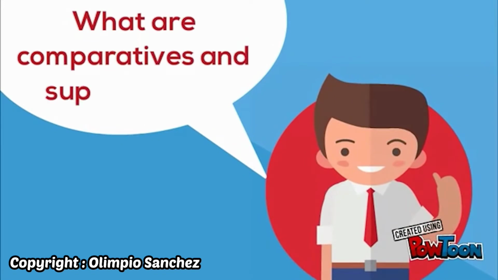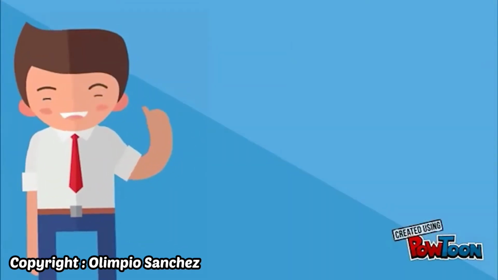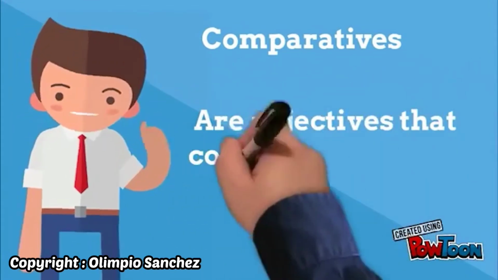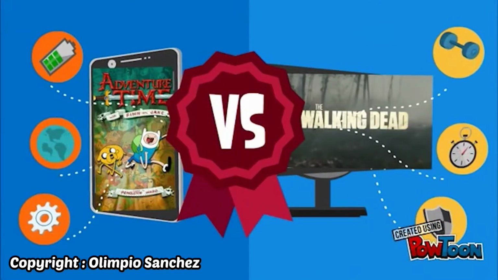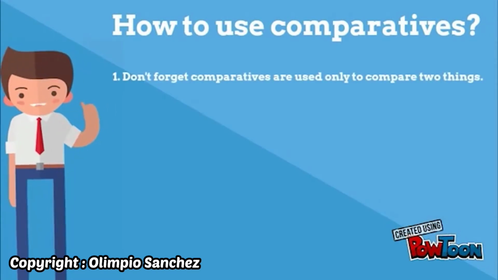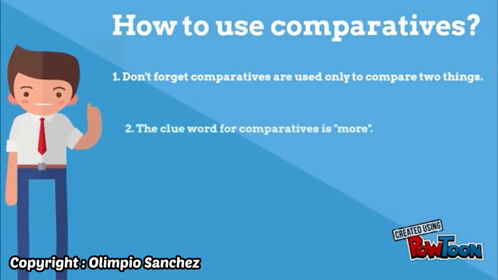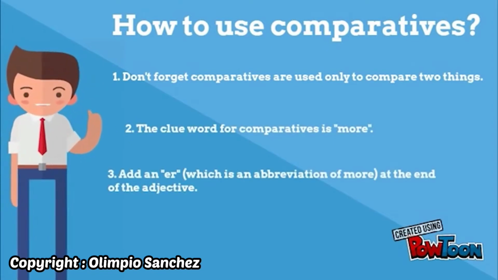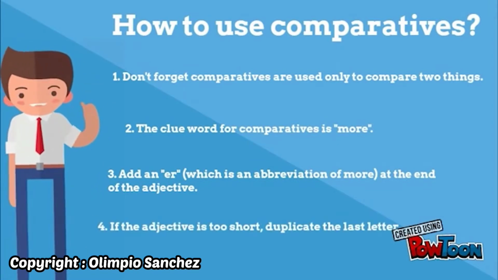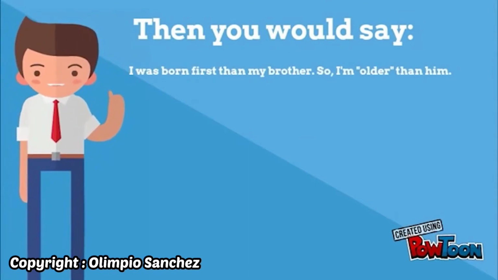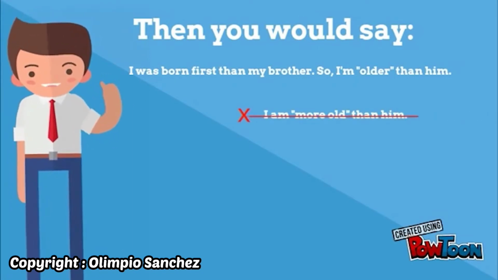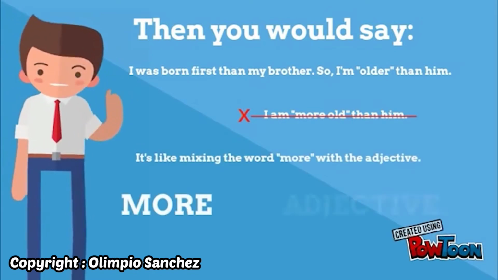What are comparatives and superlatives? Well, comparatives are adjectives that compare only two things. It's like comparing cartoons and TV series. How to use comparatives? First, don't forget comparatives are used only to compare two things. The clue word for comparatives is more, add an ER, which is an abbreviation of more, at the end of the adjective. And if the adjective is too short, just duplicate the last letter. Then, you would say something like, I was born first than my brother, so I am older than him. What you cannot say is, I am more old than him. This is not correct. It's like mixing the word more with the adjective.